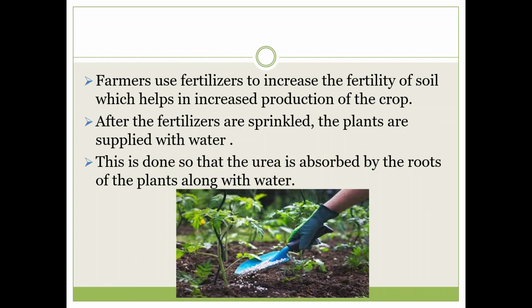Do you know, children, that farmers use fertilizers to increase the fertility of soil, which helps in increased production of the crop. After the fertilizers are sprinkled, the plants are supplied with water. This is done so that the urea is absorbed by the roots of the plants along with water.